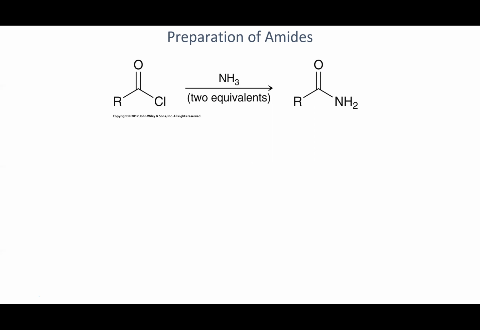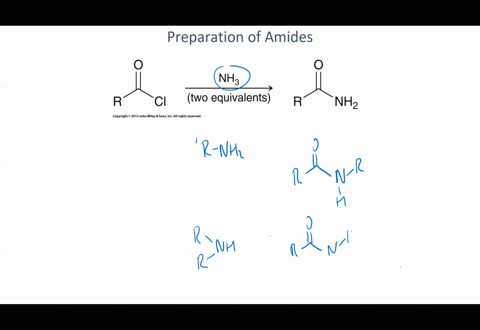Take two equivalents of your amine. If you use a primary amine, you will end up generating, let's make that a different group, a secondary amide. And if you use a secondary amine, you will generate the tertiary amide.